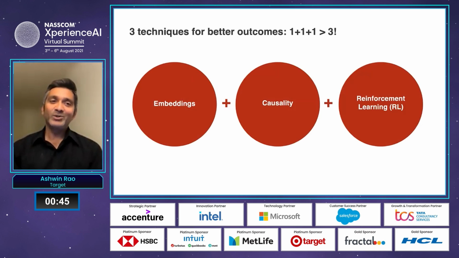Lastly, I want to tell you that the most exciting thing for us is that we are likely to have future AI systems that blend together all these three techniques: embeddings, causality, and reinforcement learning. In fact, if you think about it, this is how our human brain works as well. We bring together different powerful ideas to solve problems. This concludes my talk. Thank you for listening.